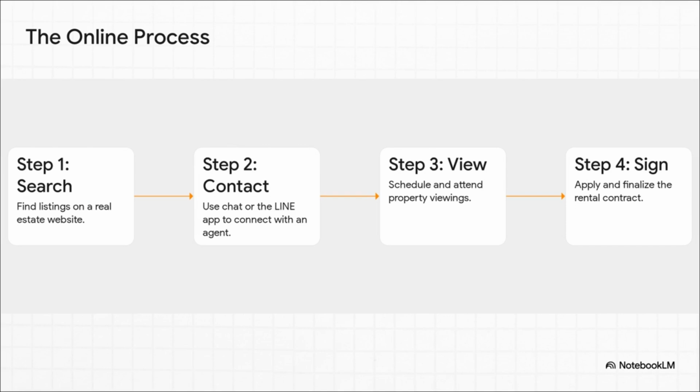Now, if you do go the online route, the process is incredibly smooth. You just browse the listings, message an agent right on the site's chat, and then you'll usually switch over to the Line app to communicate.